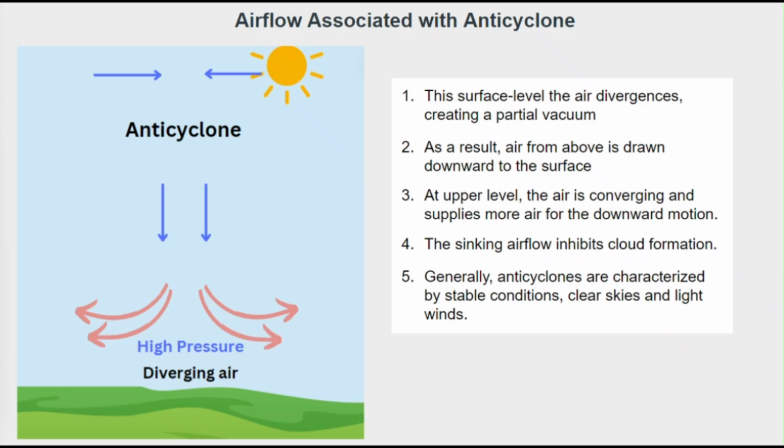Now let's find out how surface wind patterns create vertical airflow in both systems. Here we have a cross-section of an anticyclone. We have already seen that at the surface, air diverges outwards from the center. This outward movement creates a partial vacuum, which causes air from above to be drawn toward the surface. At upper levels, the air converges and supplies more air for this downward motion.